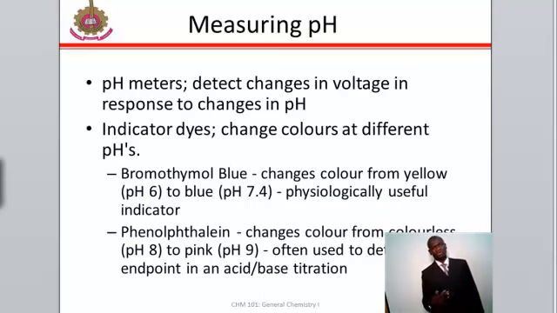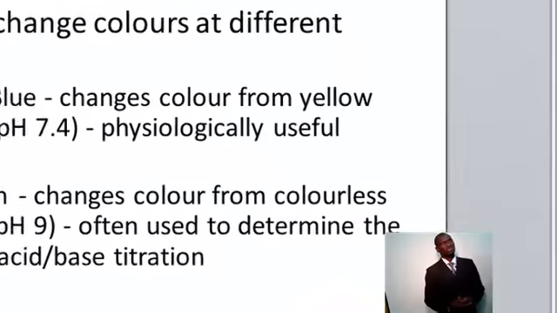Measurement of pH. How do we measure pH? pH can be measured using two different approaches. One is to measure using a pH meter. What this does is it detects changes in voltage as a response to changes in pH. As the voltage changes, the pH equally changes.